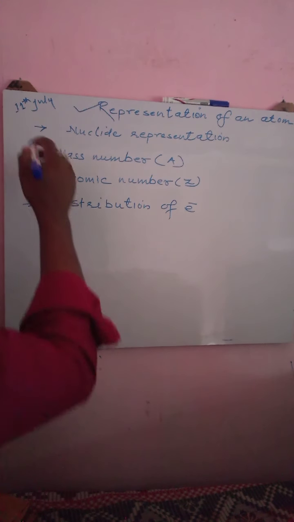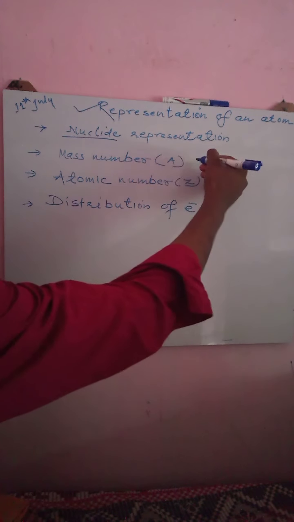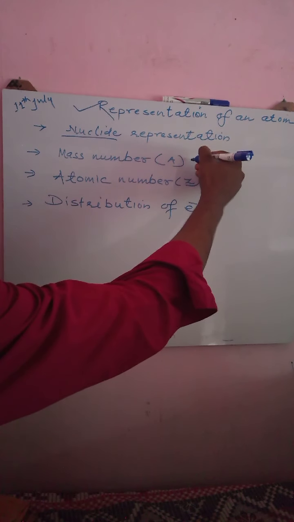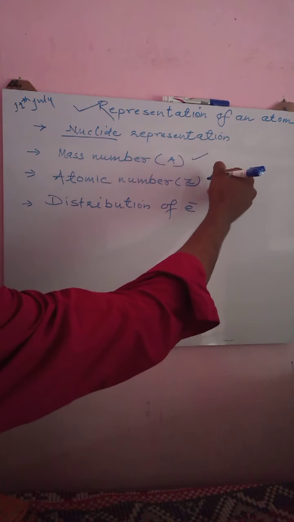Then after that, we will discuss the nuclide representation, and nuclide representation includes atomic number and mass number. Then after that, we will discuss how electrons are distributed in orbits. Clear? So let us start with nuclide representation.